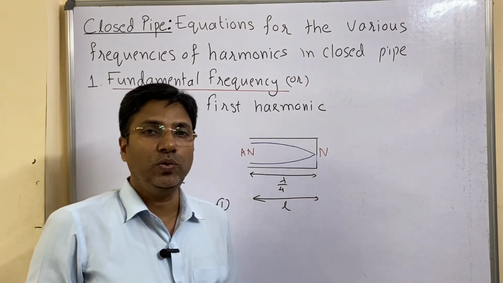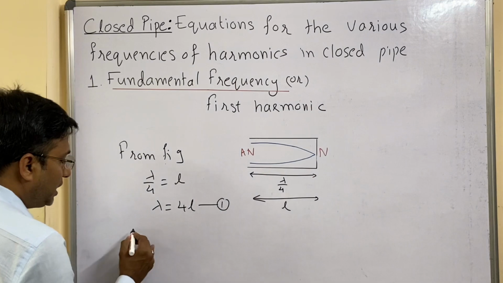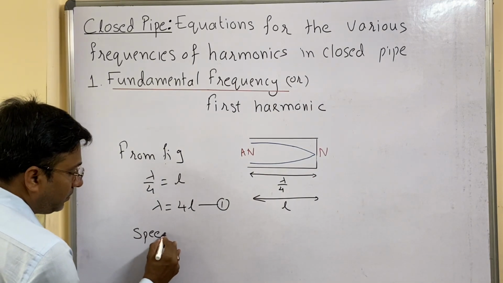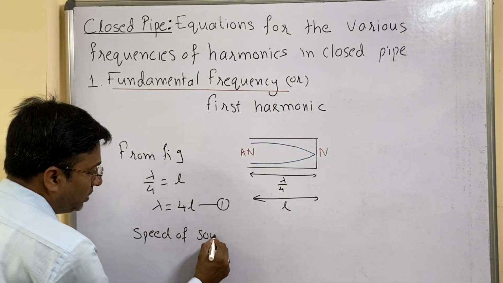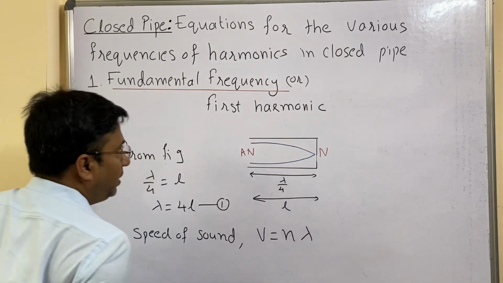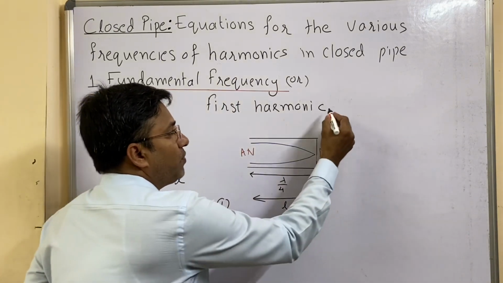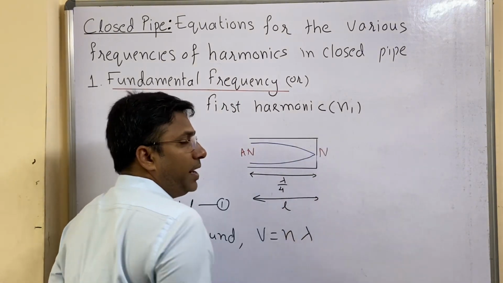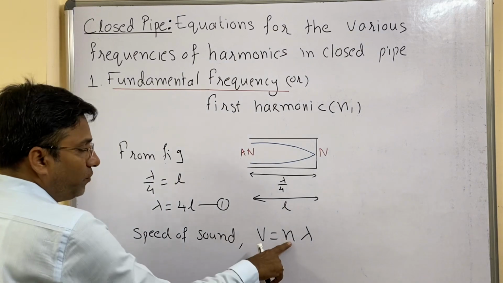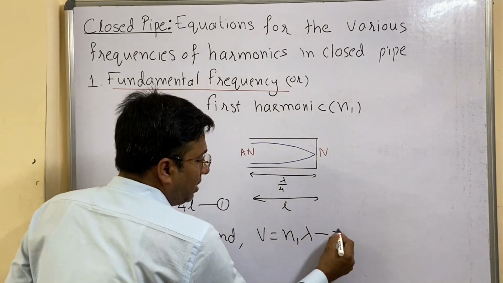Next thing you have to know in this derivation is the speed of sound formula. Speed of sound is given by V is equal to N lambda. As we are discussing the fundamental frequency, first harmonic, we will represent this with the letter N1. Therefore, in place of this N, we will write N1. Make this equation number 2.